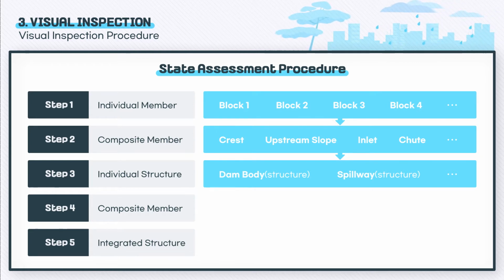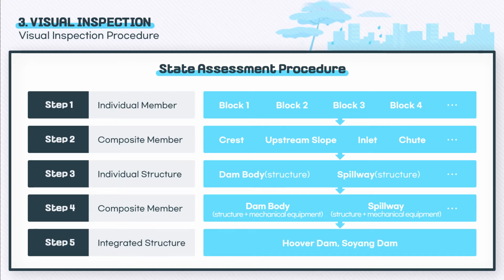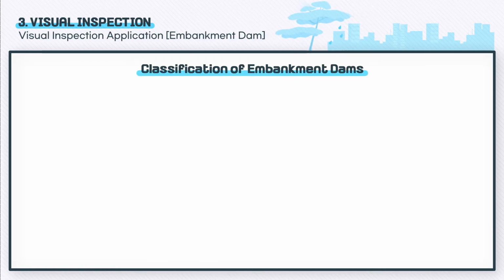In Step 4, composite members, which refer to a composite of individual structures, such as the dam body, spillway, and other facilities, are evaluated. In Step 5, an evaluation of the entire integrated structure, which is the dam, is conducted. Let's discuss the method of conducting visual inspections according to the type of dam.